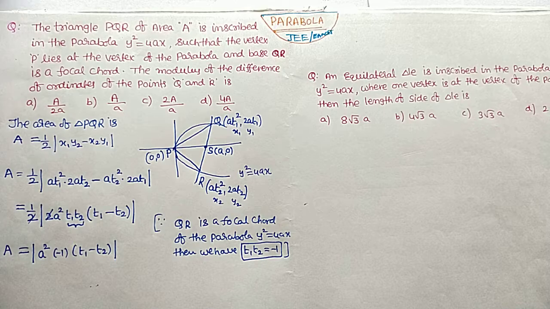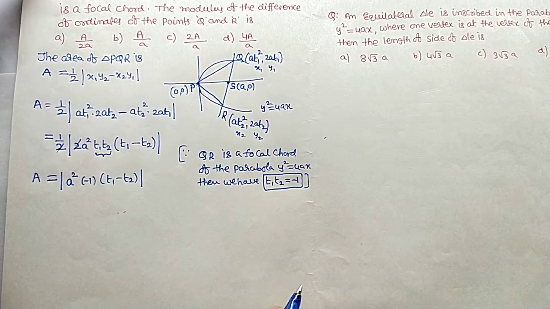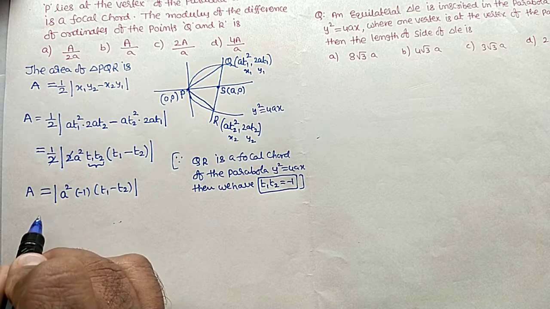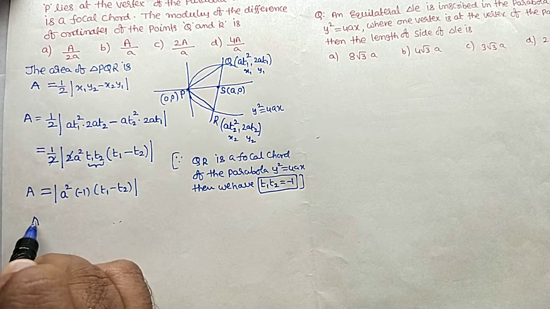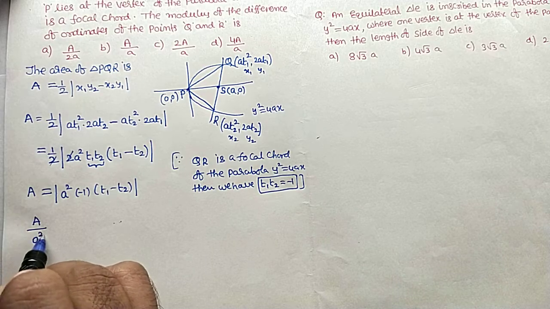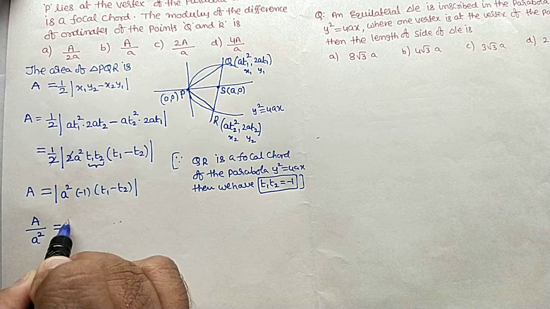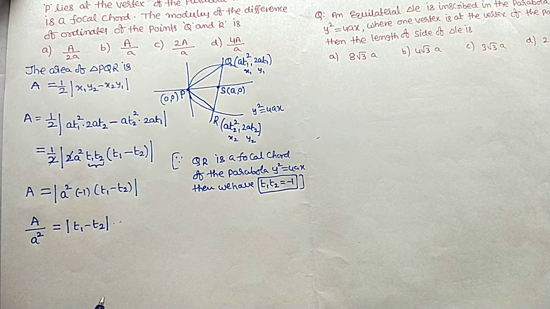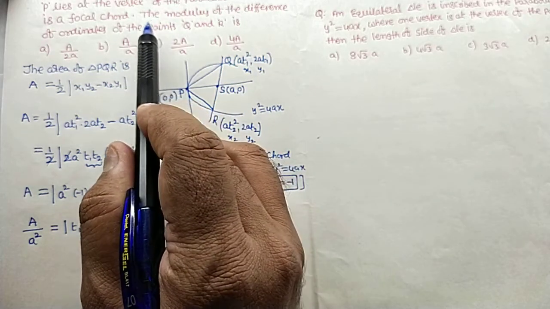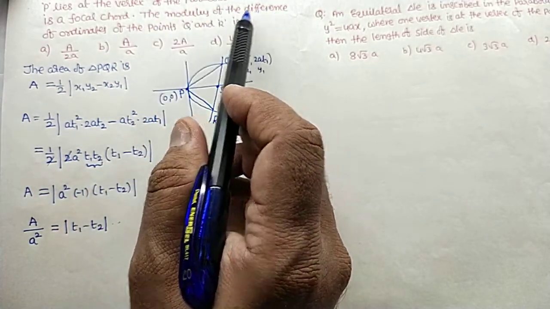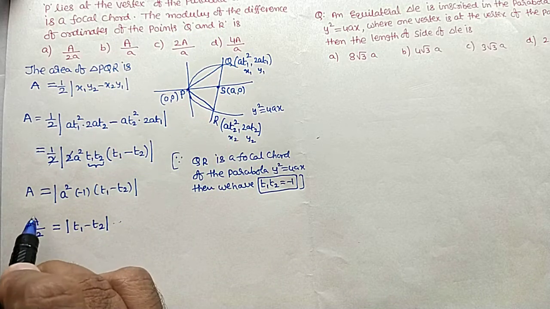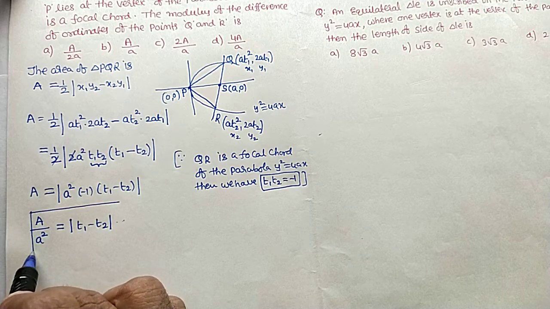After that, a square also we can take to this side. So capital A divided by a square is equal to modulus of t1 minus t2. After completing this step, one more condition is there. The modulus of the difference of ordinates of the points Q and R. You put it in a box. This result we will use in the coming steps.